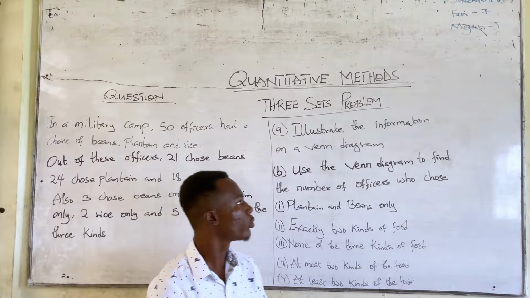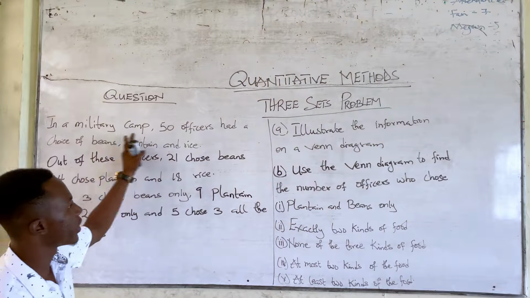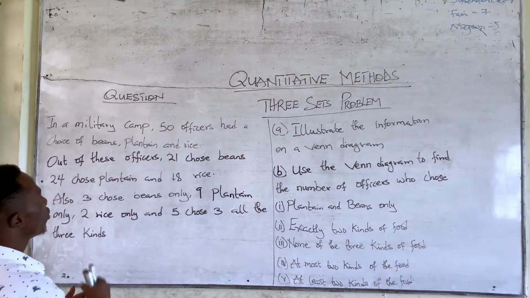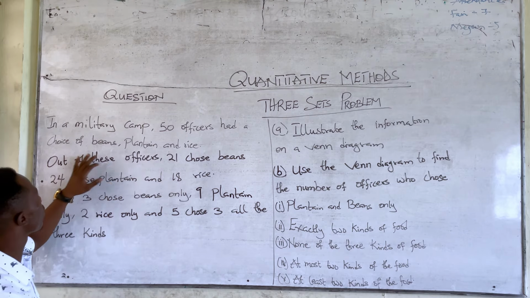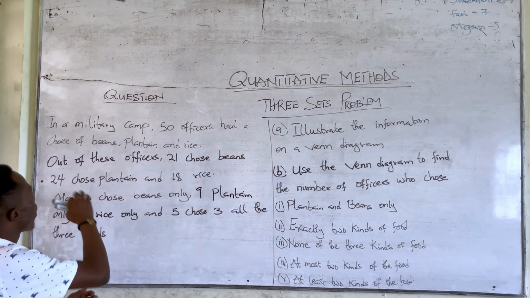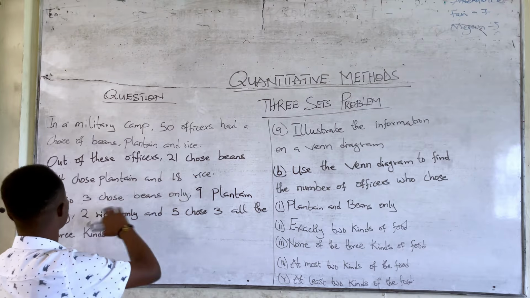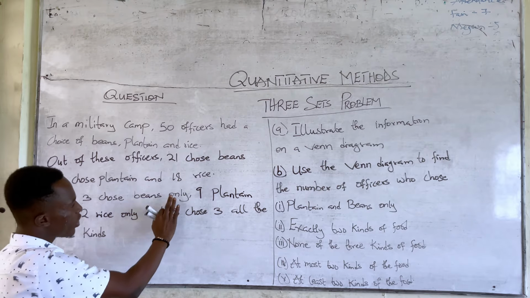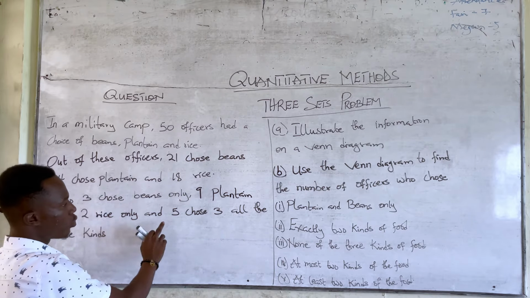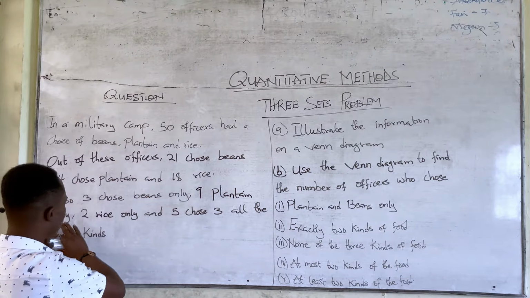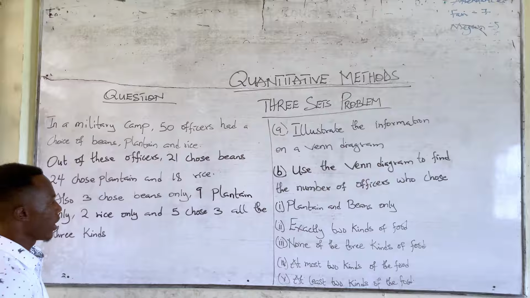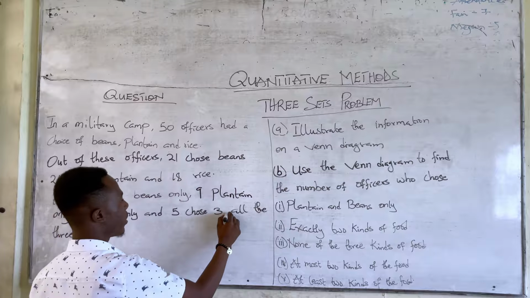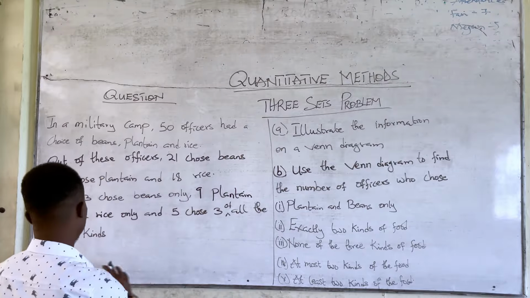So this is what we have. There is a question that we are going to solve. The question says, in a military camp, 50 officers had a choice of beans, plantain, and rice. Out of these officers, 21 chose beans, 24 chose plantain, and 18 rice. Also three chose beans only, nine plantain only, two rice only, and five chose all three kinds.